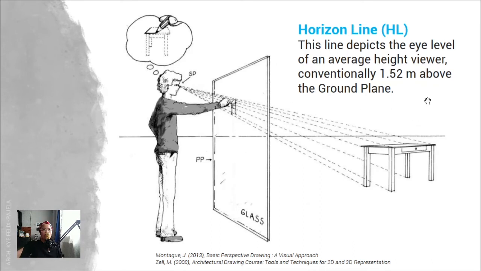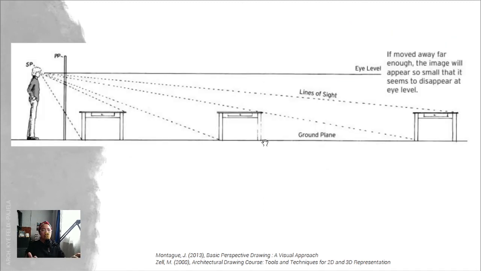Another thing about the horizon line, when the viewer or your station point is higher than the horizon, it will adjust. It will become lower or higher, depending on where the observer is located.